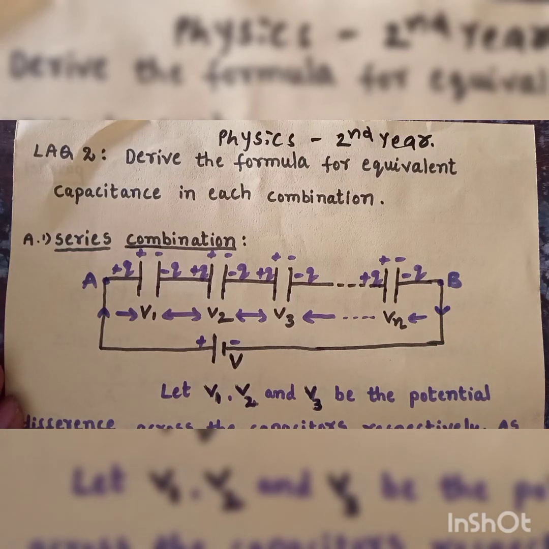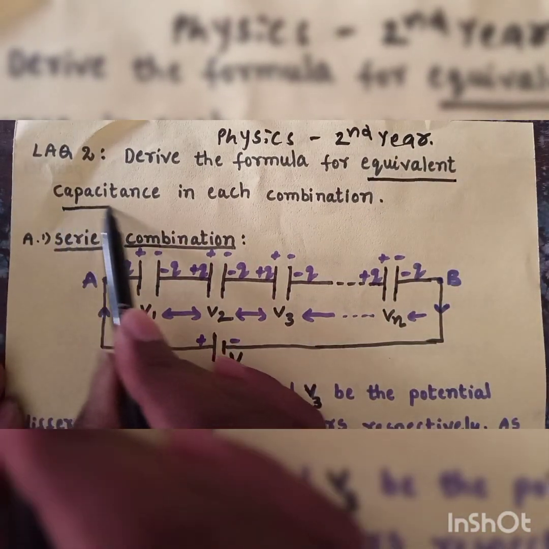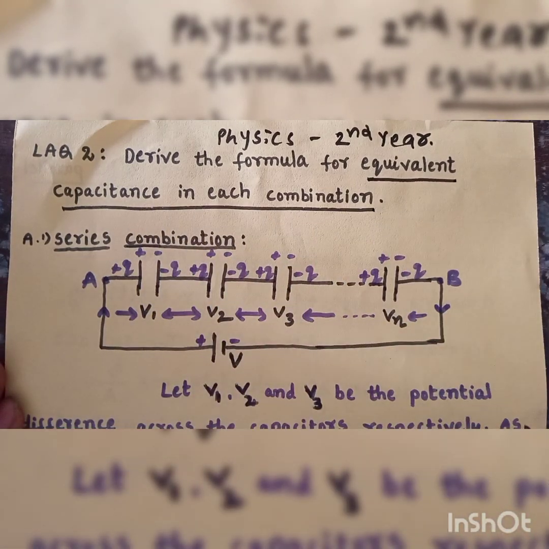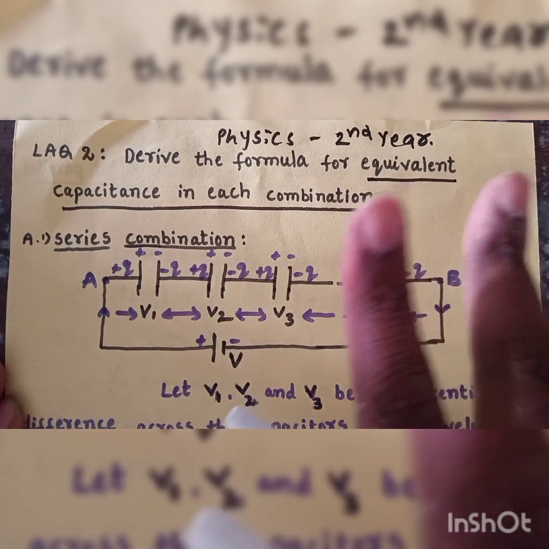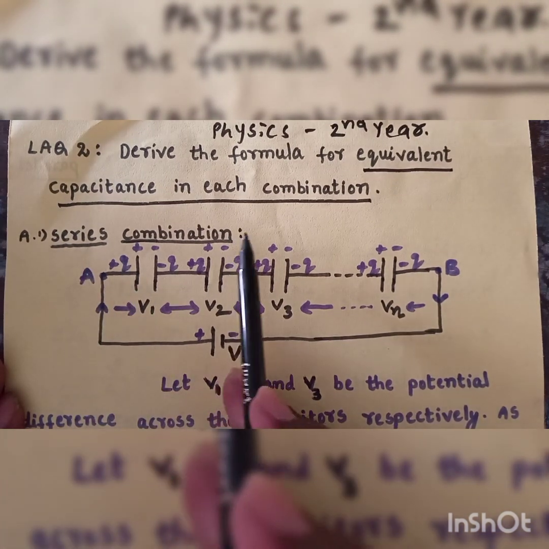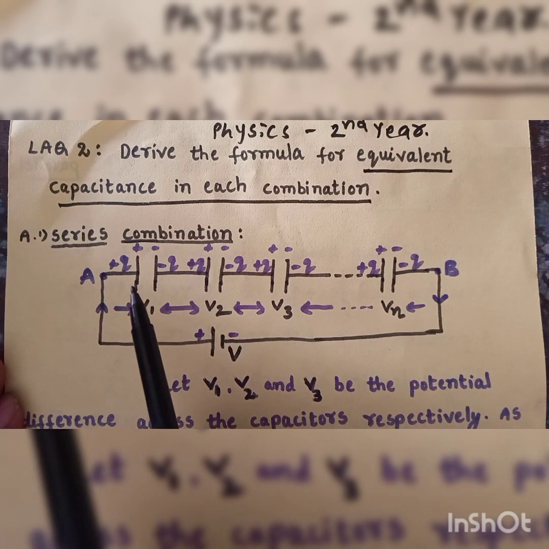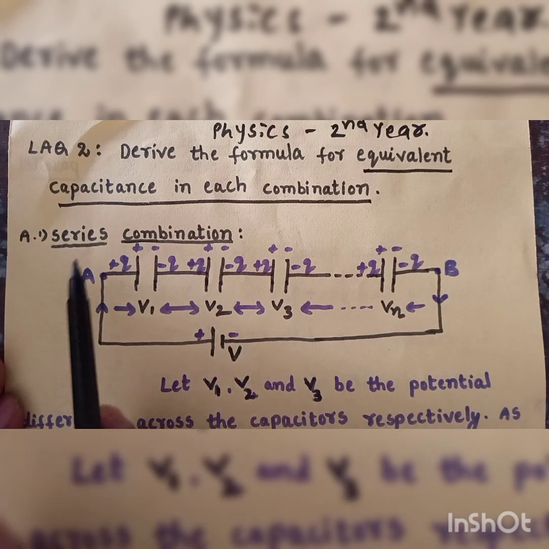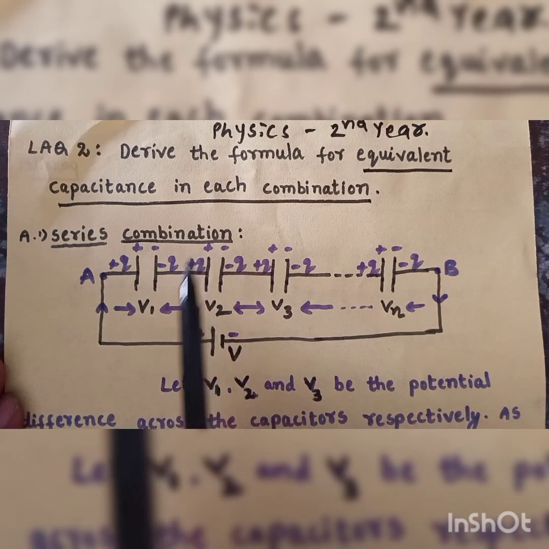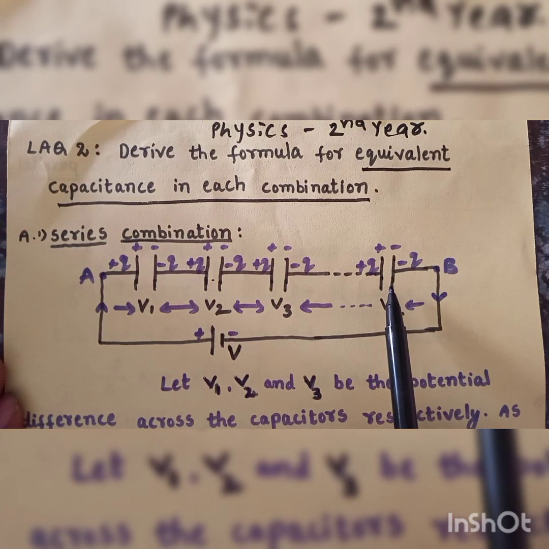Dear students, physics second year, topic name is equivalent capacitance in each combination. There are two types of combination. First one, series combination of capacitors. Number two, parallel combination of capacitors. We will discuss one by one. First, series combination. Here, a number of capacitors are connected in series combination.